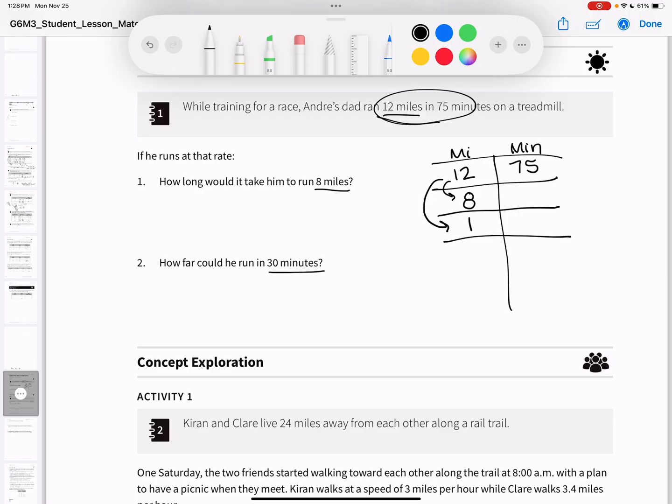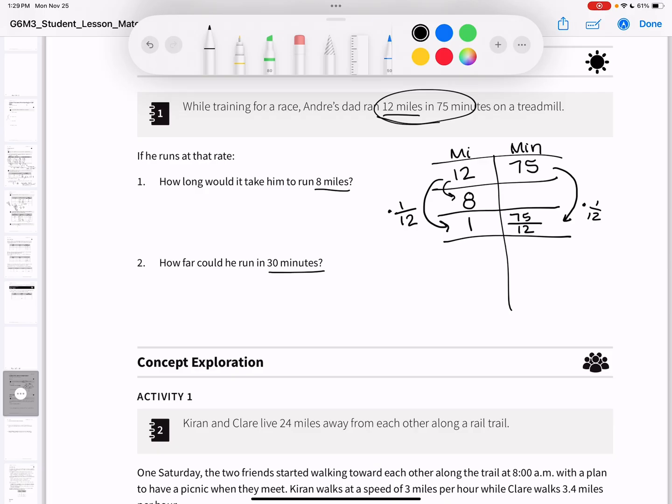So what do I do to get from 12 to 1? Well, I multiply by the reciprocal, 1 over 12. That's like dividing 12 divided by 12, or 12 times 1/12 to get to 1. So what am I going to do to that 75? I'm going to multiply by 1/12. So that gets me 75 twelfths, because writing a fraction like this is the same as doing 75 divided by 12. So I have 75 twelfths.